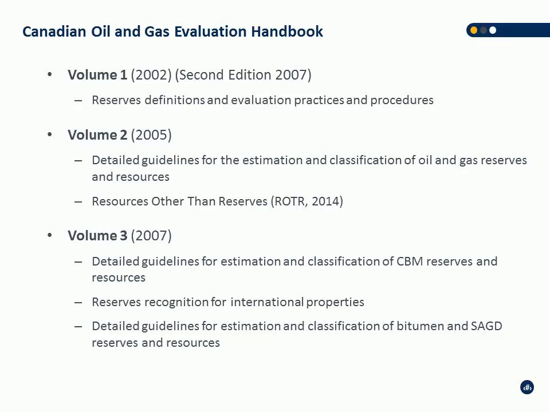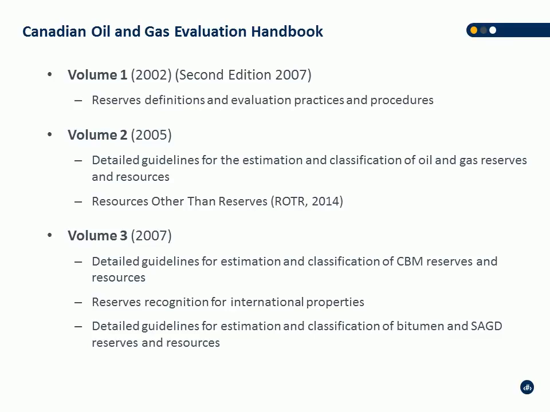So Volume 2 is detailed guidelines for the estimation and classification of oil and gas reserves and resources. This is where it's going to lay out exactly what you should do for an evaluation. It's going to give you some more information on the definitions that we went through. It's going to give you more specific examples as to how you should classify and categorize volumes. It also includes reserves other than reserves. That's what got added into Volume 2 in 2014.